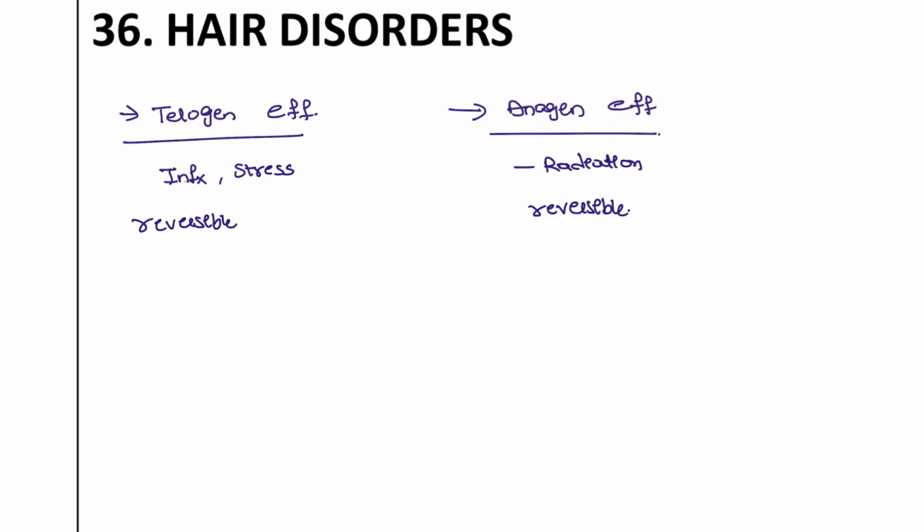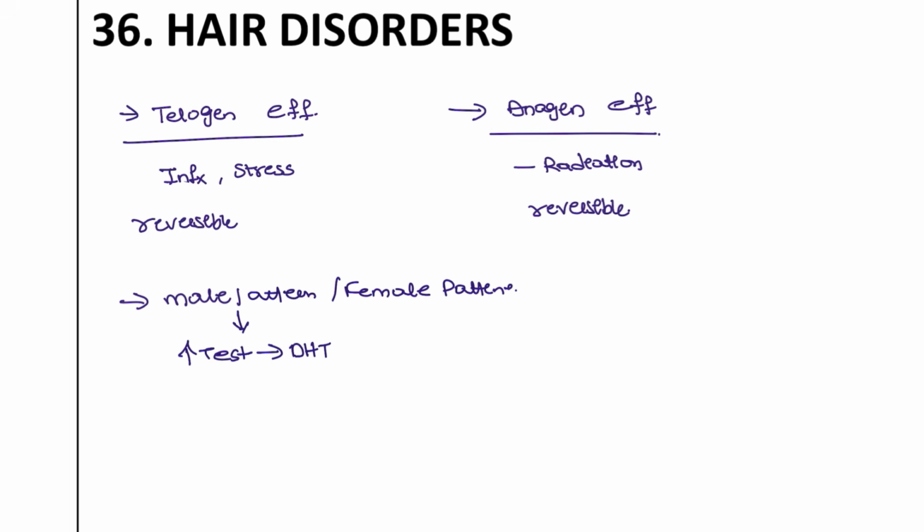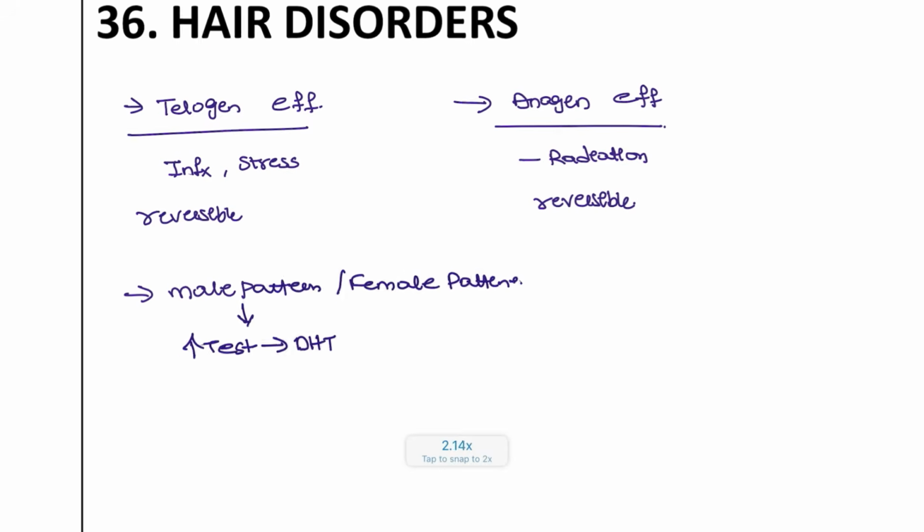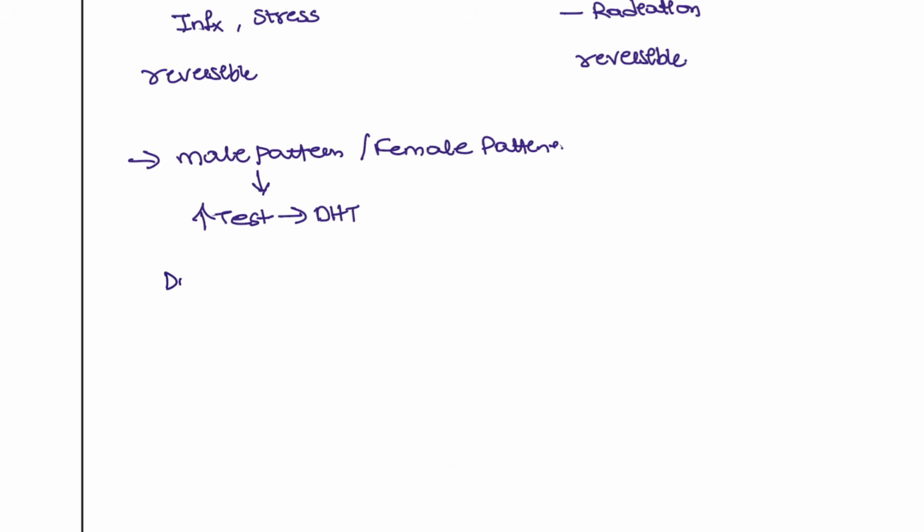Next, another one is male pattern or female pattern hair loss. So this is gender related. Obviously, male pattern is due to increased testosterone, which is converted to dihydrotestosterone. And the treatment of choice for this patient is finasteride. Finasteride and minoxidil are given for this patient, right?